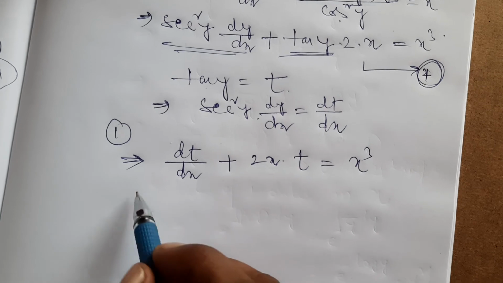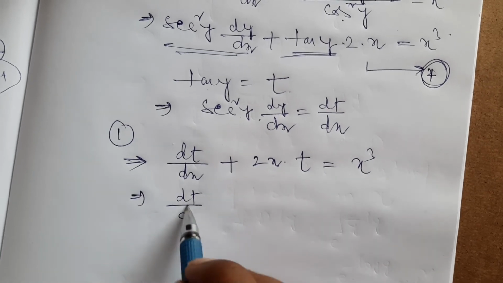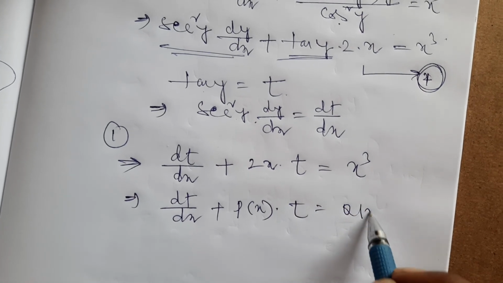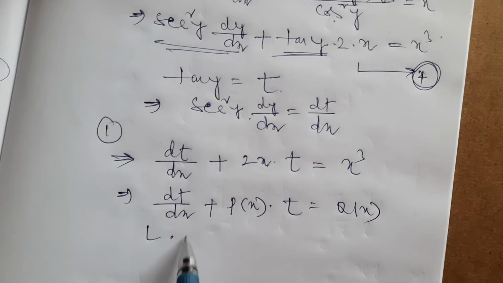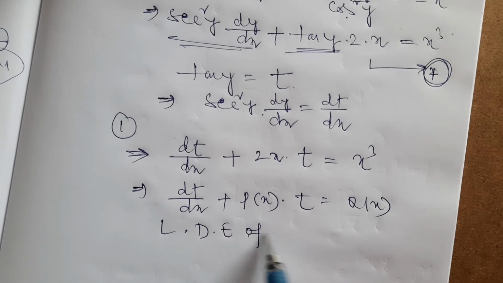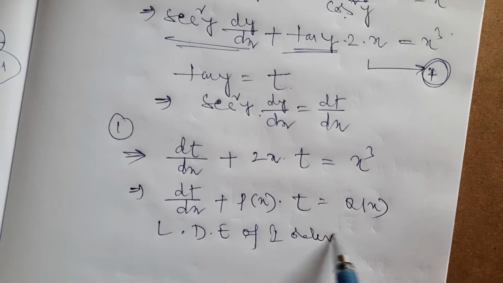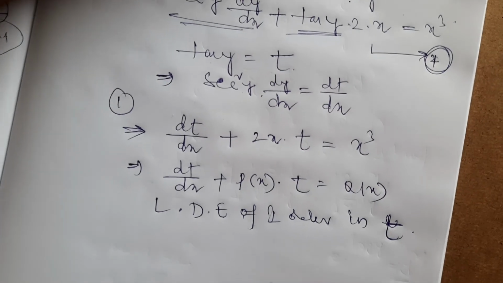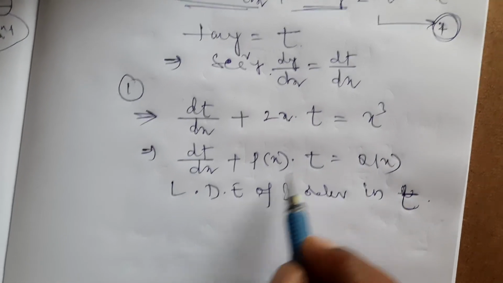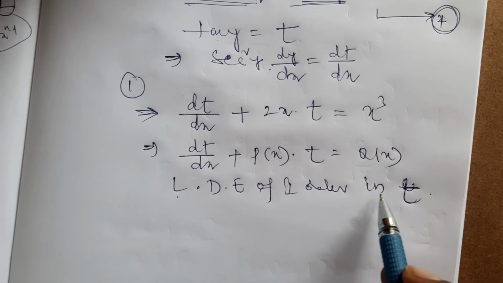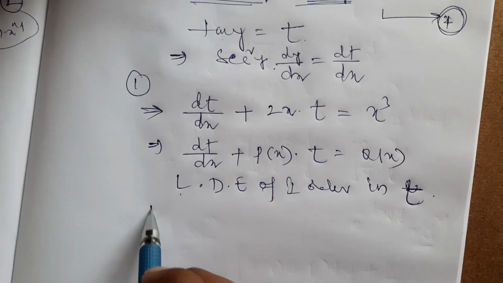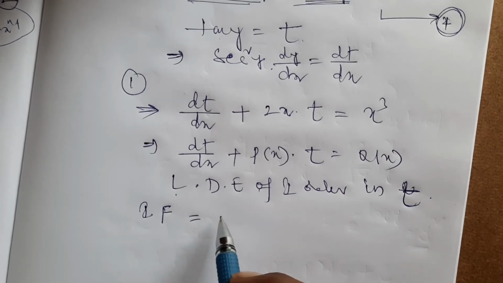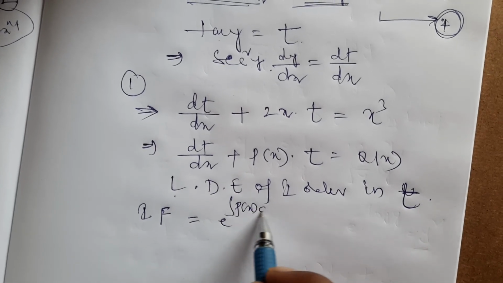So this is in the form dt by dx plus p of x into t equal to q of x. This means it is a linear differential equation of first order in the variable t. Means instead of y, here t is there. And then immediately what is our step? Integrating factor. What is the integrating factor formula? e power integral p of x dx.